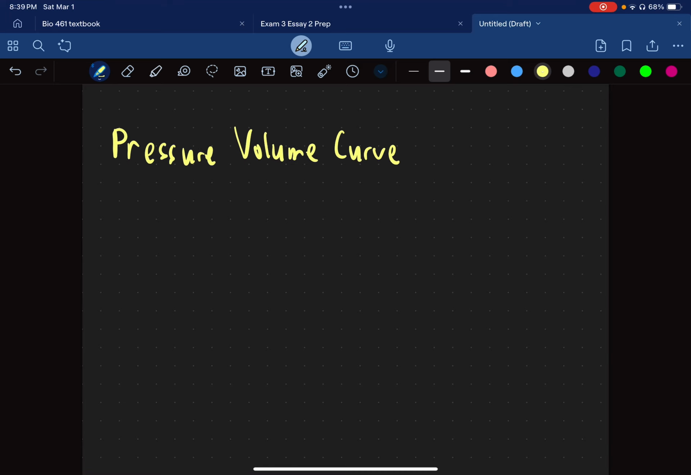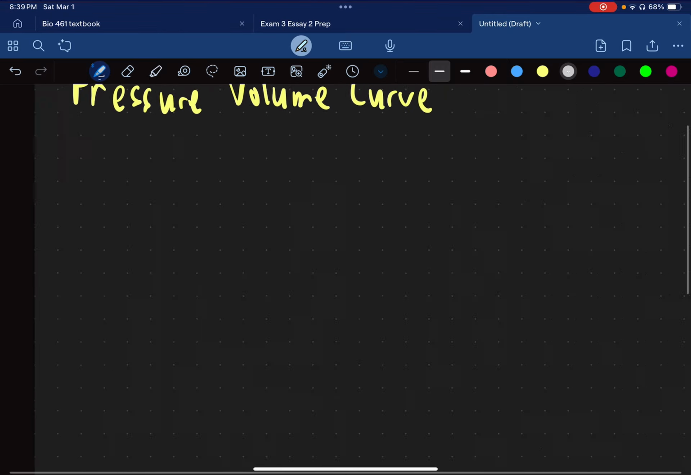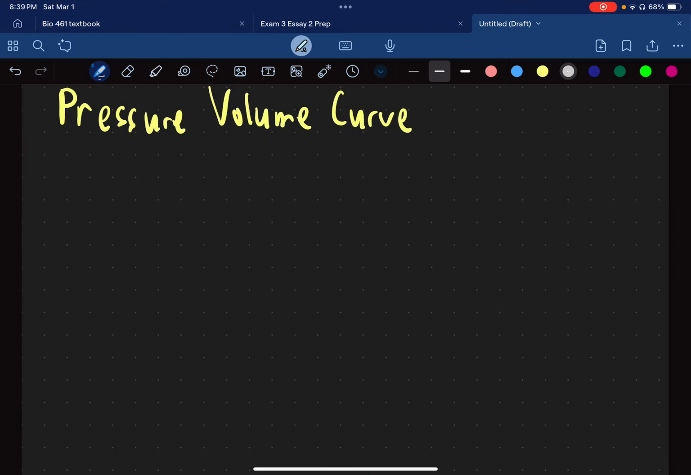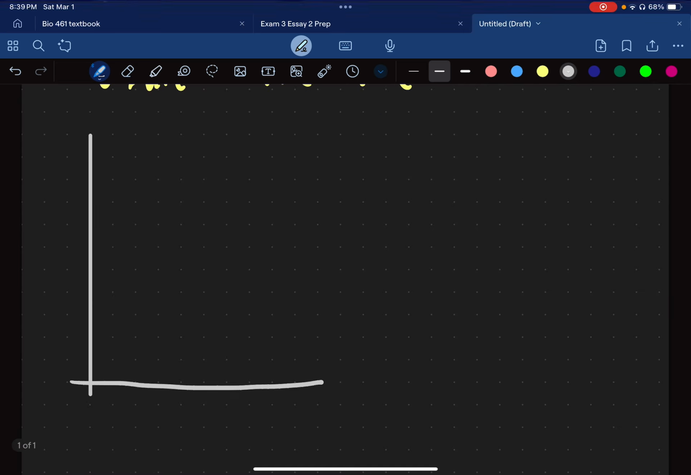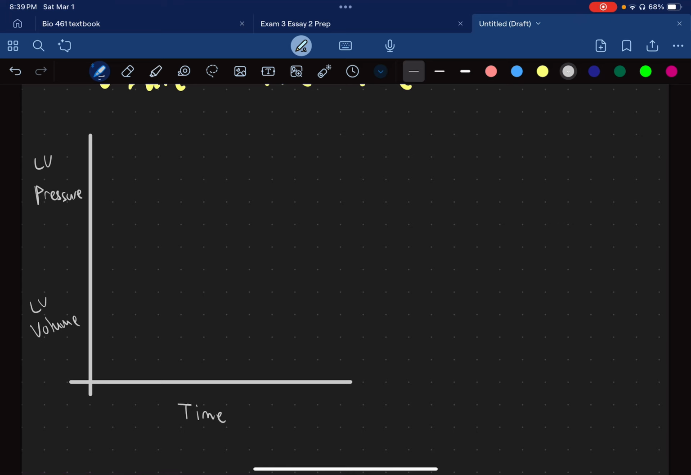So first, I want to draw out kind of a similar one to the cardiac cycle graph. Just draw that here. So here we'll have time. Then I'm going to say left ventricle volume right here and left ventricle pressure right here. And then we'll just draw a dotted line in between the two, separating them. So let's say we start right here.